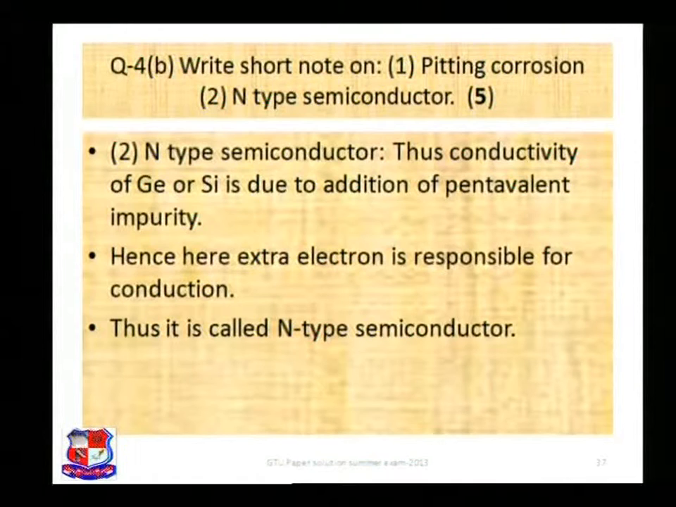You can see very clearly here. Thus, the conductivity of germanium or silicon is due to the addition of the pentavalent impurity. Hence, here the extra electron is responsible for conduction. The 5th electron that you are adding with the pentavalent impurity is chiefly responsible for the conduction, and hence it is called the N-type semiconductor.